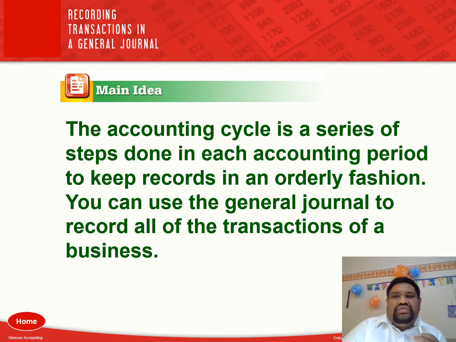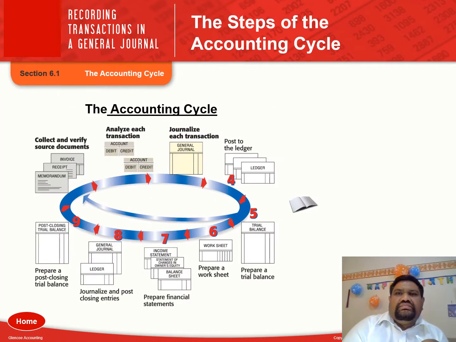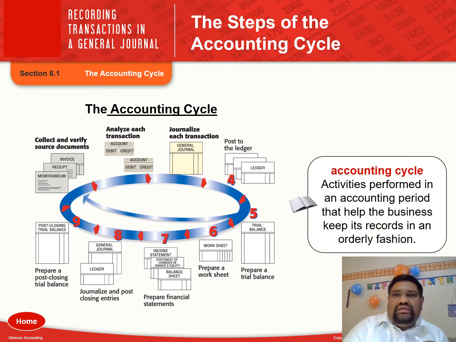You can use a general journal to record all the transactions of a business. When we use the words all of the transactions, that includes cash and non-cash. The steps of the accounting cycle look like this. We will investigate each and every step one by one now. Accounting cycle: activities performed in an accounting period that help the business keep its records in an orderly fashion.